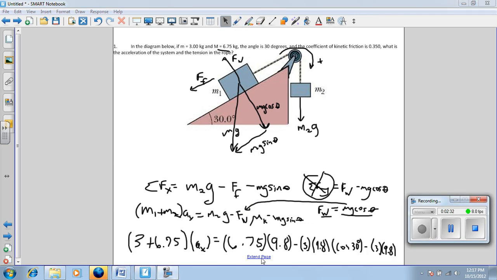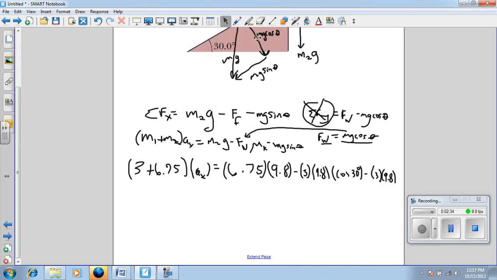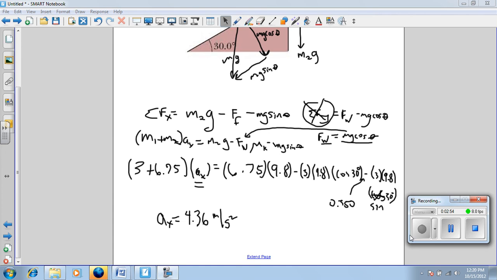So now we're just plugging and chugging, as we say. Ran out of space here. Plug in all these numbers. Okay, add this over here, cosine of 30, that goes with this term here. That should be sine, actually. Sine of 30. So you plug in the numbers and you should come up with an acceleration of 4.36 meters per second squared.